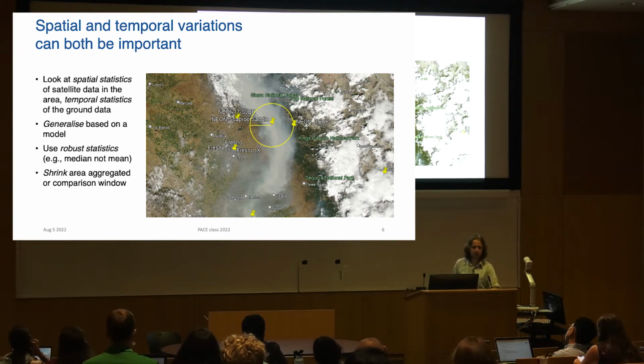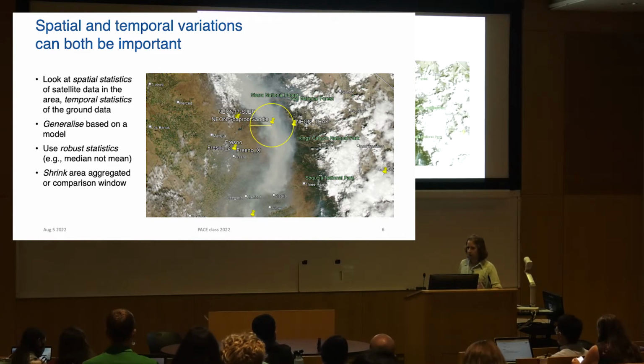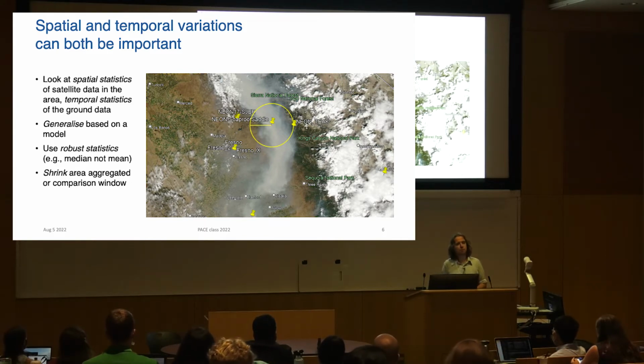And since we're looking at these spatial aggregates, how can you try and quantify or minimize this uncertainty? Well, you could generalize based on a model. If you had, for example, the typical length scales of variation in this region of the world at this time of year, you could use that as a guess. You could also use robust statistics. For example, don't take the mean satellite retrieval, take the median, so it's more representative of the typical condition, the majority condition.